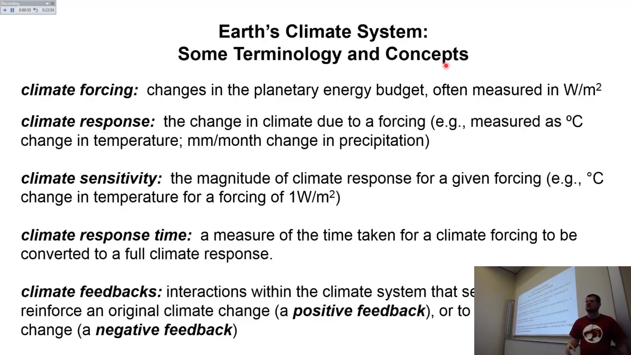That is independent of the climate itself. So that could be changing the power of the sun over time, because that's not dependent on anything in the Earth system. It could be volcanoes going off and giving out climate-relevant gases, because whether a volcano goes off or not is mostly not determined by the climate. The climate response is how much the climate changes to those forcings, and that can be in terms of a temperature change, a precipitation change, a sea level change.